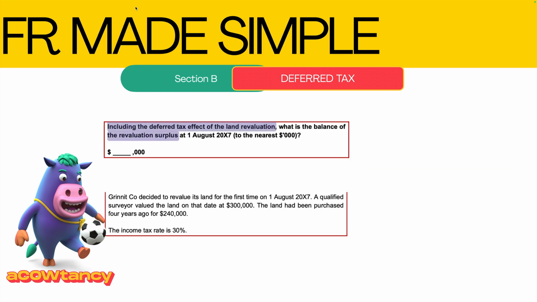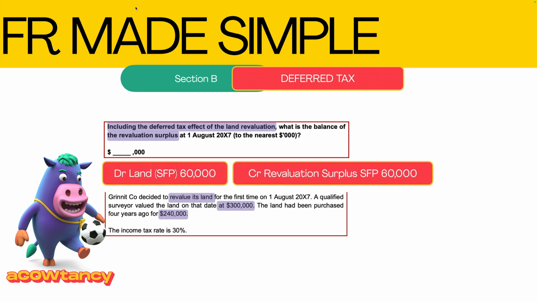What would be the balance on the revaluation surplus? Okay. So they revalued their land to 300 and they'd bought it at 240. So hopefully you agree the revaluation is 60. Debit land 60, credit revaluation surplus 60. You would, of course, credited the OCI with 60, and that would have effectively credited the revaluation surplus with 60. But we've got 60 in so far, nice and straightforward.